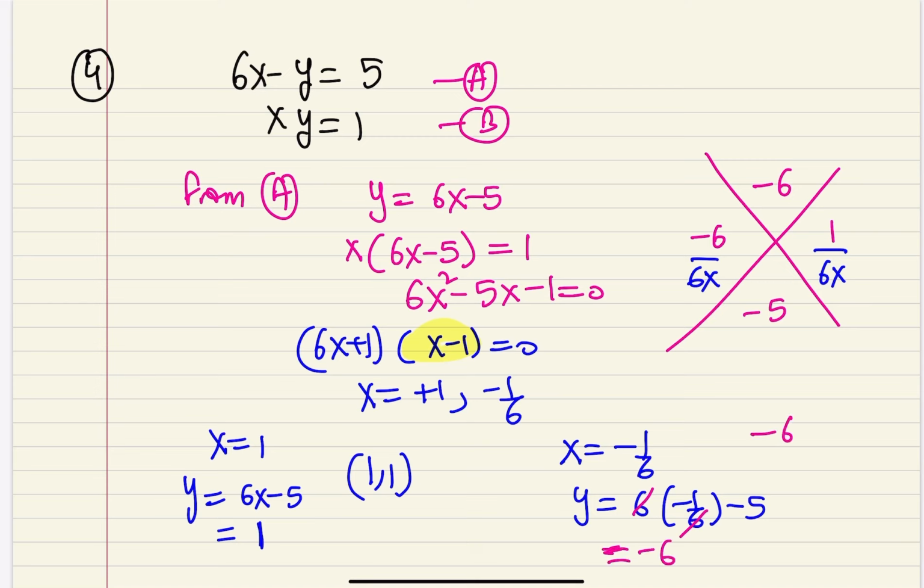So (-1/6, -6) is another piece that I have where the graphs are intersecting.